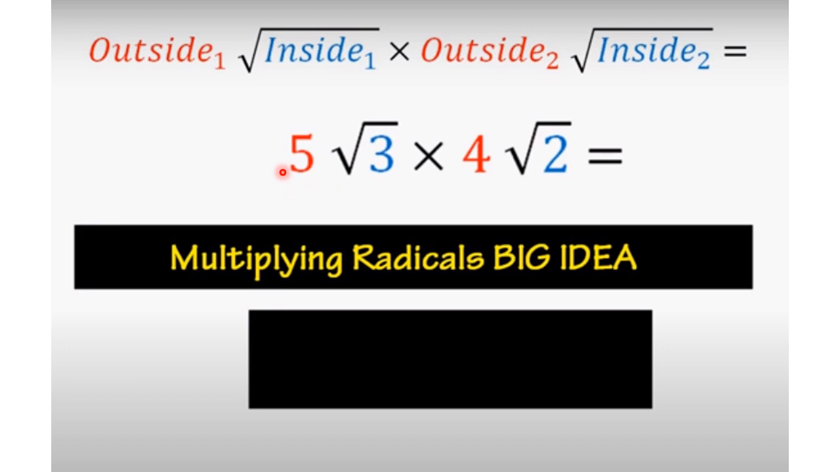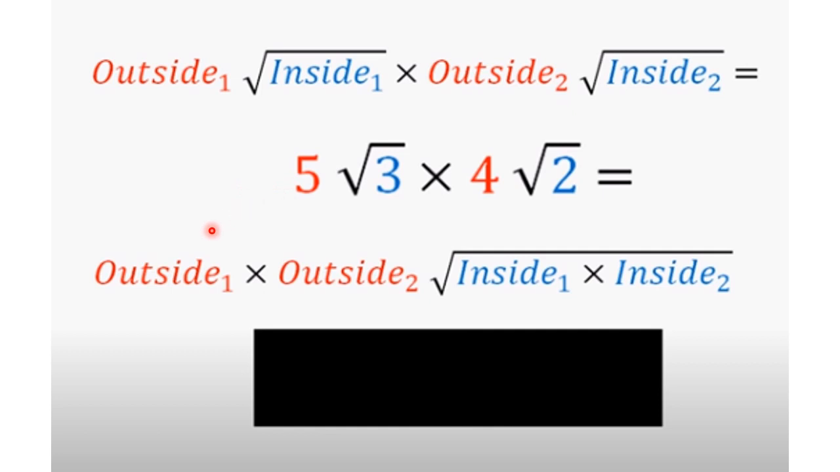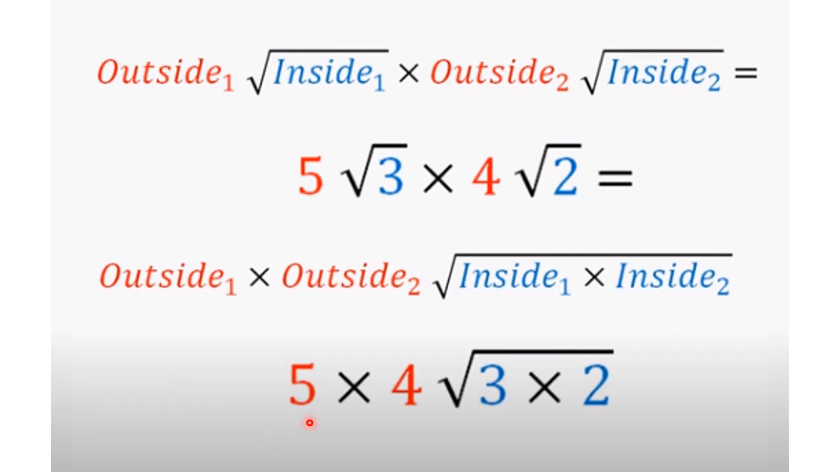So what do you think happens when we multiply 5 radical 3 times 4 radical 2? Remember our big idea: how do we multiply radicals? Yes, we multiply the outside times the outside, which are in red, and under the radical, we multiply the first number inside the radical times the second number inside the radical. Thus, 5 times 4 radical 3 times 2.